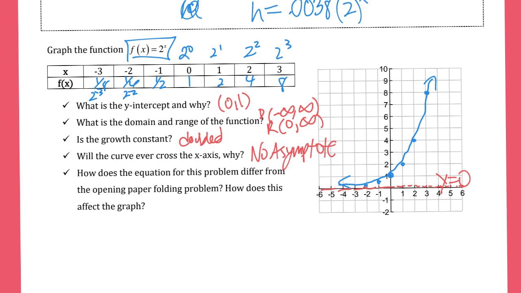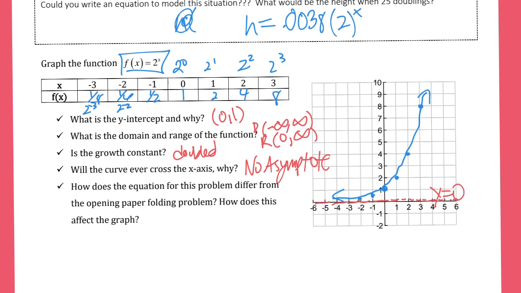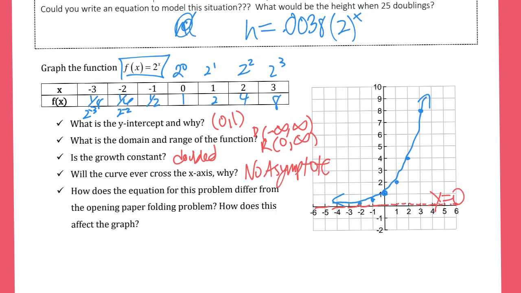Okay. How would this differ from our paper folding problem? Well, how is it even the same? So let's think about this. Notice these are actually a parent and child relationship. What are you even talking about? Look at this. Do you see how this is y equals 2 to the x? The child of this is going to be 2 to the x, but with a vertical compression by 0.0038. So the number in front of the function, if the parent function is 2 to the x, is a vertical compression by 0.0038. And so if you graph this on the same graph, you will see 0 doublings is going to be just 0.0038.